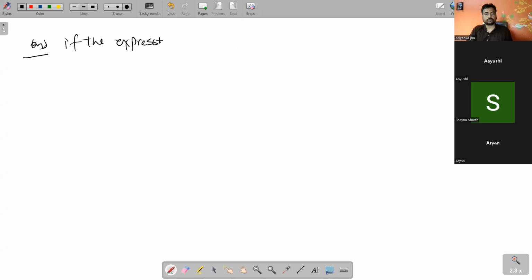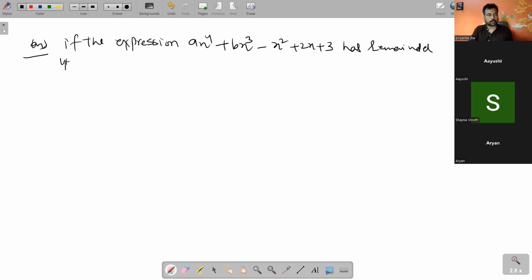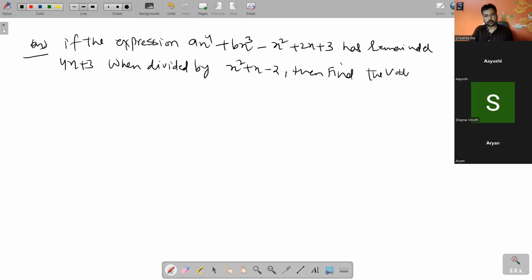If the expression ax^4 plus bx cube minus x squared plus 2x plus 3 has the remainder 4x plus 3 when divided by x squared plus x minus 2, then find the values of a and b.